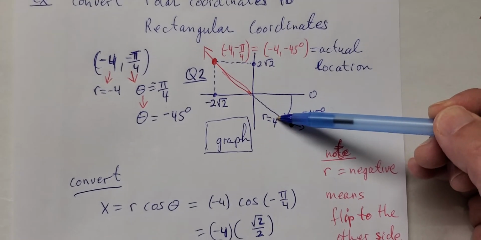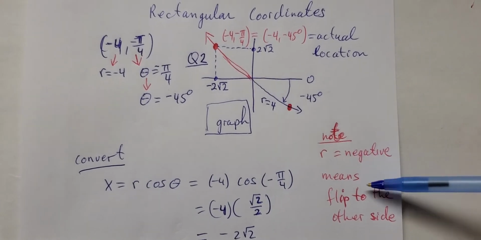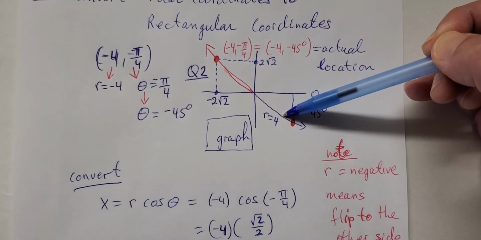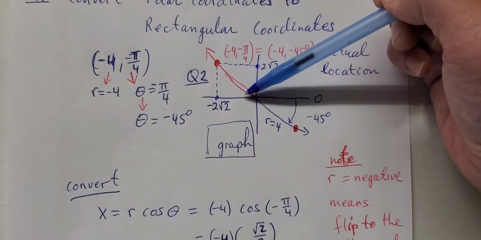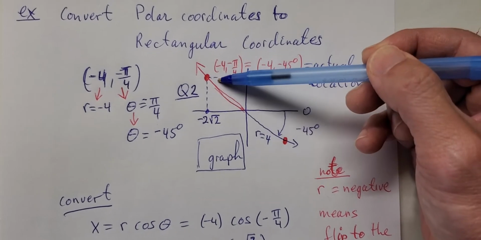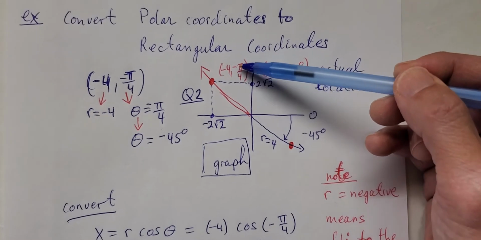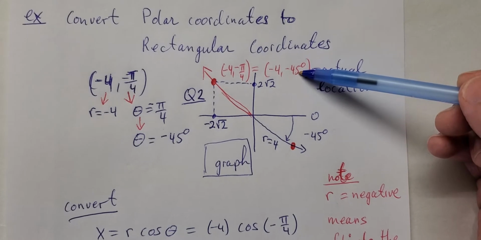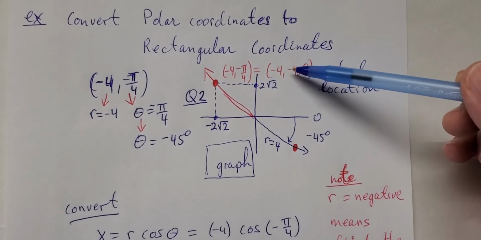What does that negative do? The negative flips to the other side. When r is negative, you flip to the other side. So this is r, and this is negative 45, flip it to the other side. So the red line is the actual location. Negative 4 comma negative pi over 4 is the same as negative 4 comma negative 45. This is in radians, this is in degrees, same thing.